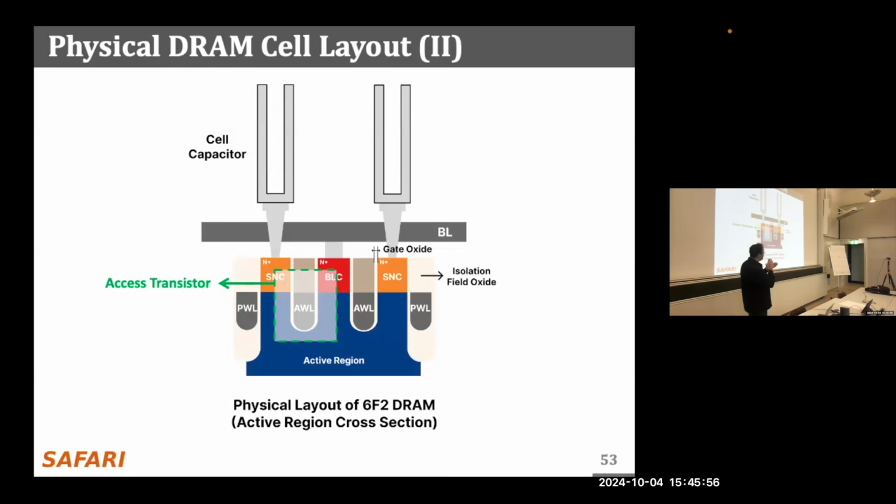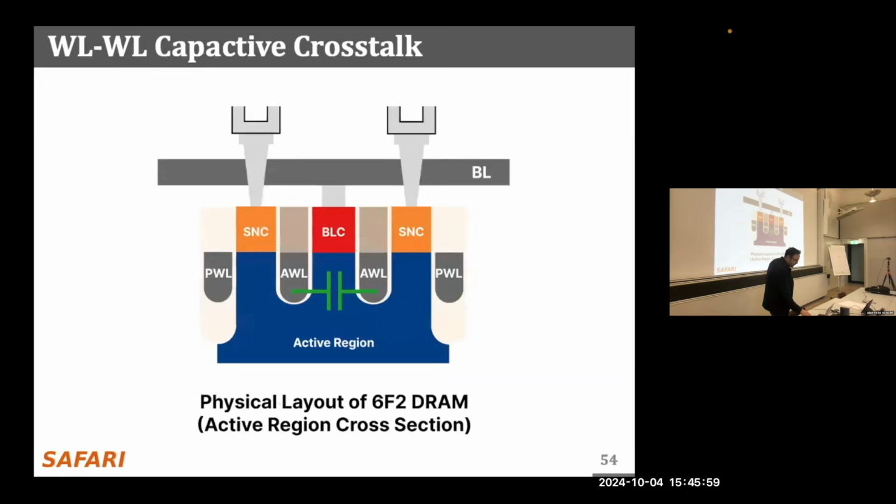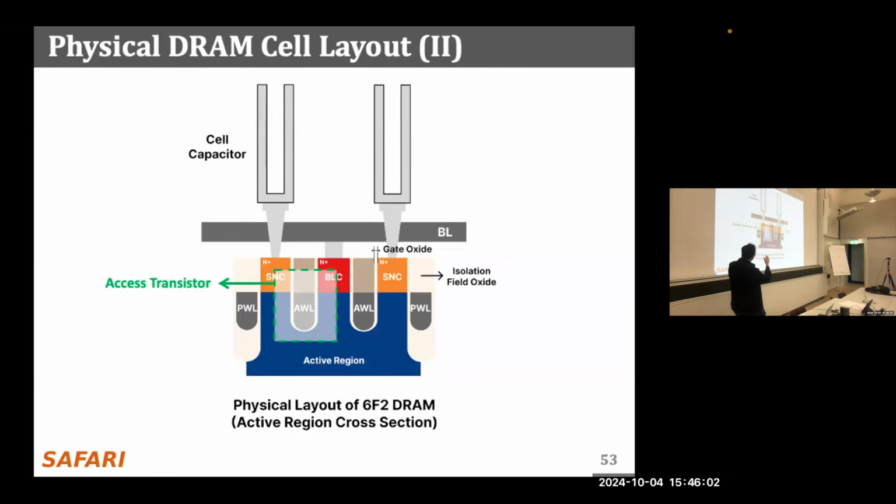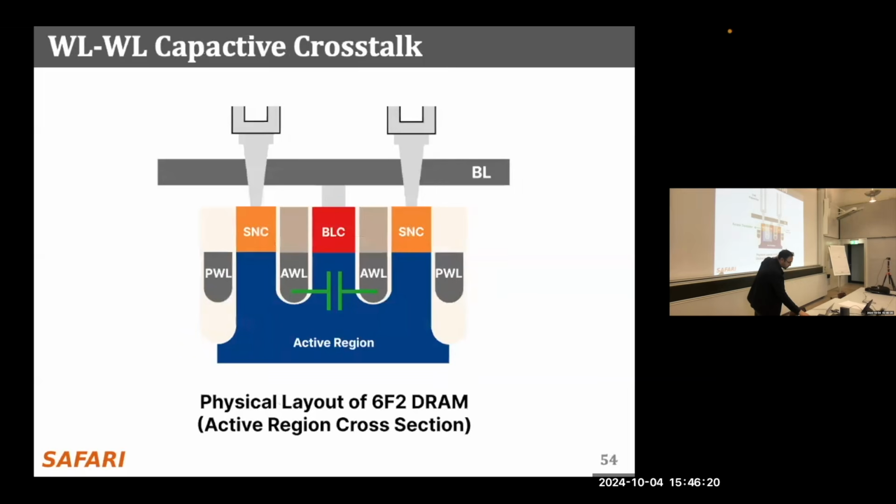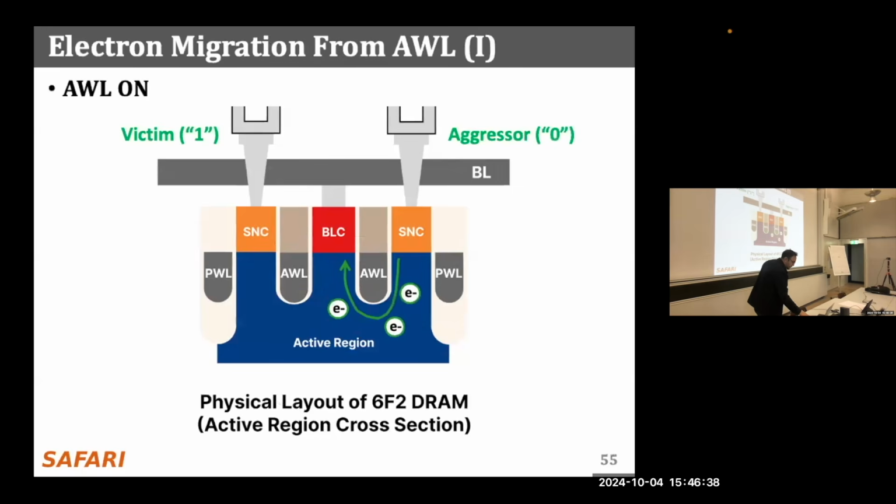Once you put a high voltage on your word line, it attracts some electrons from the substrate to here, right? Some electrons are accumulated here by the high voltage, and as a result, you have a channel between your storage node and the bit line. That makes your access transistor. And since these two word lines are too close to each other, and they share the same substrate, the same active region, there is a capacitive crosstalk between them. This is one mechanism that causes these DRAM disturbance issues.